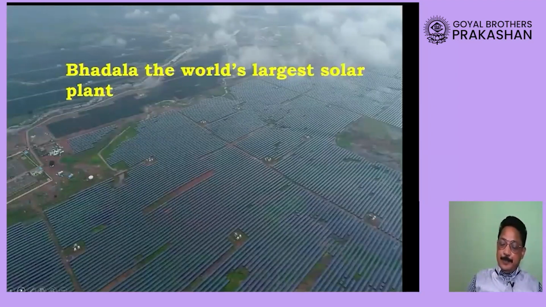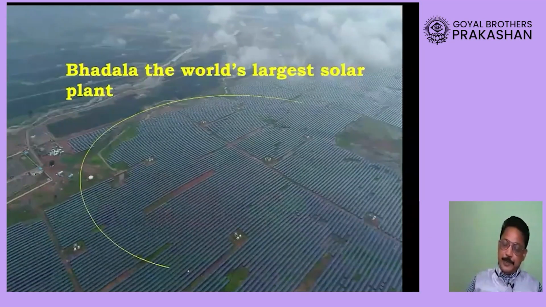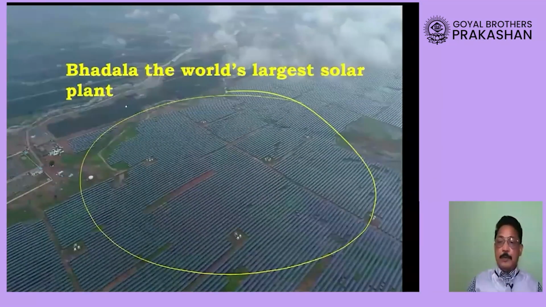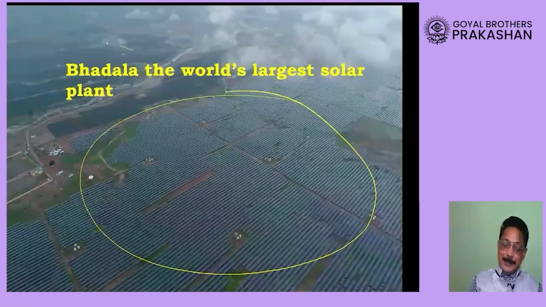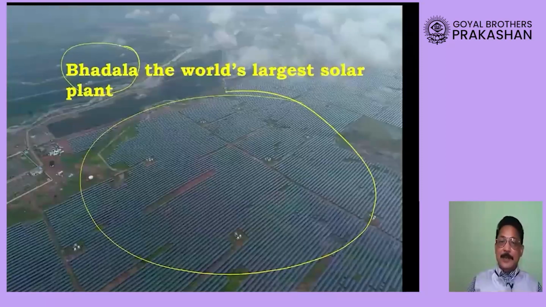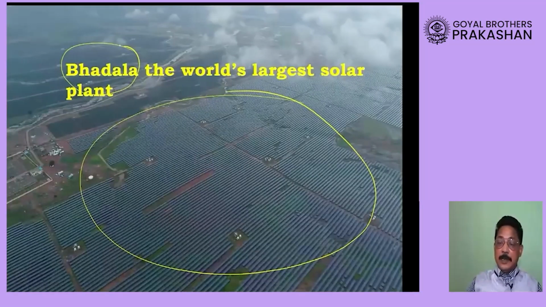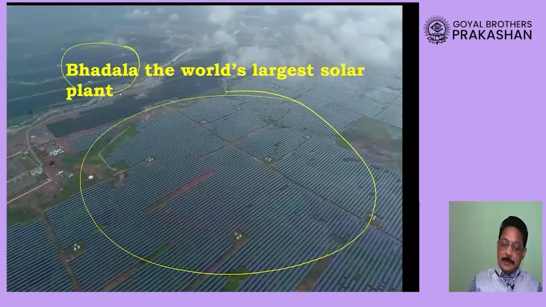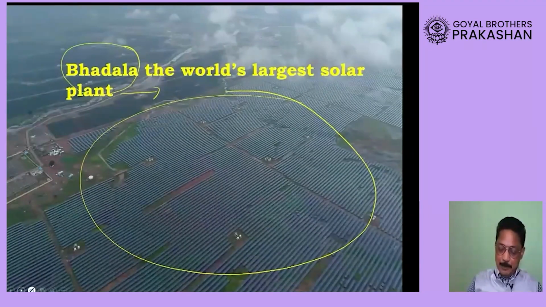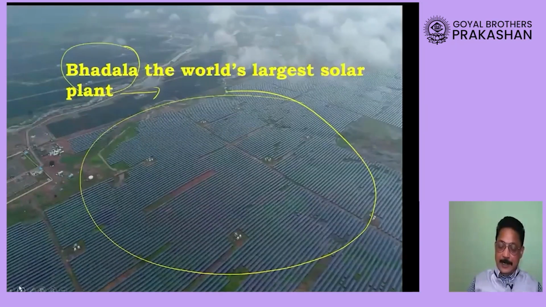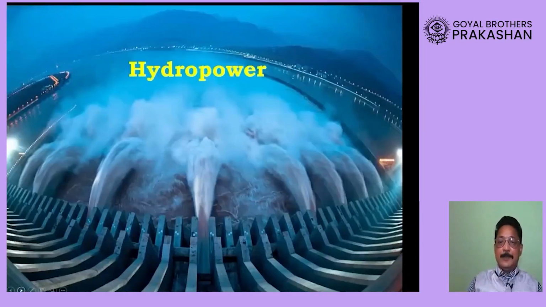Now, look at this, please. Okay. Extremely large solar power plant. Okay. Where is it? It is in India, in Rajasthan, at a place called Bhadla. You will be happy to know it is the largest solar power plant not only in India but in the entire world. Okay, Bhadla solar power plant is the largest in the world.